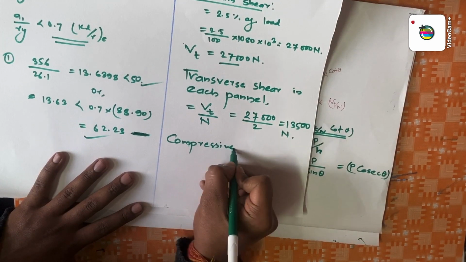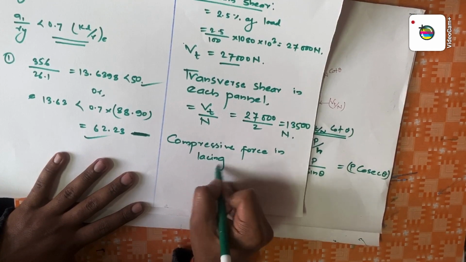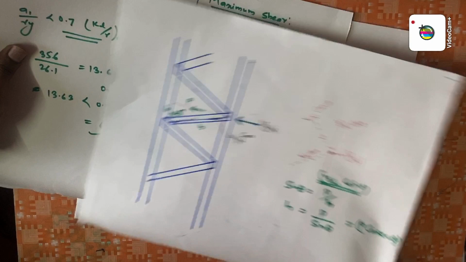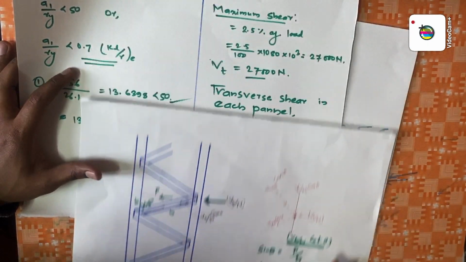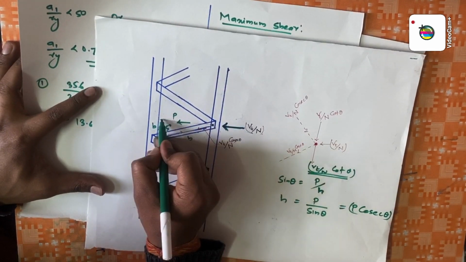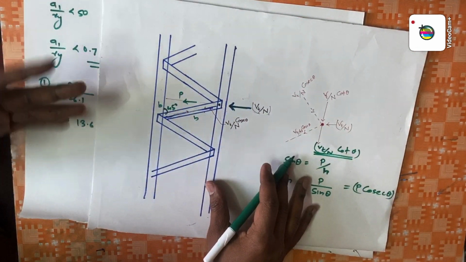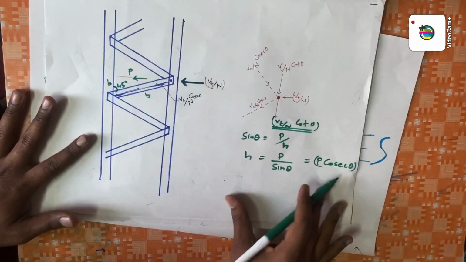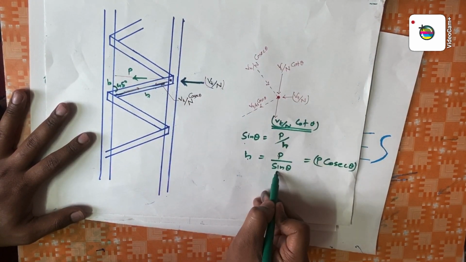Compressive force in lacing bar. You can observe here in this diagram. This is my transverse shear, that is Vt by n, what I just calculated. If this force acts in this direction, we know this is 45 degrees. So let's go through a trigonometric calculation. This is our P, this is our B, and this is our H. So sin theta will be P by H. I need the force in this direction, so H will be P by sin theta, that is P cosec theta.